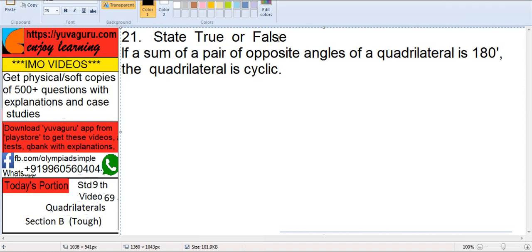21st. State true or false. If the sum of a pair of opposite angles of a quadrilateral is 180 degrees, then the quadrilateral is cyclic.